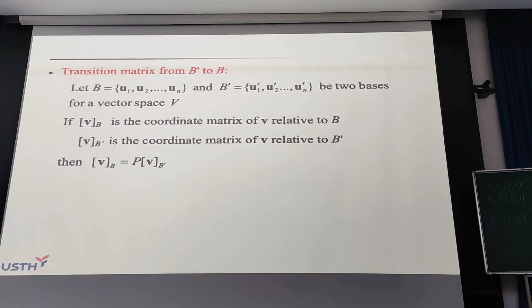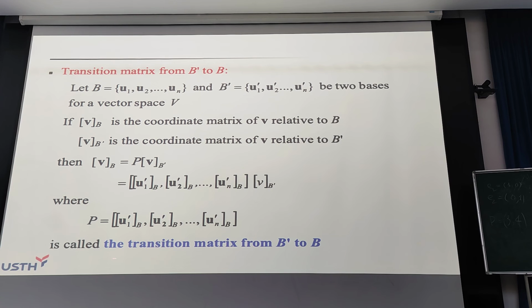It is a very simple one. However, all the complications are contained in the matrix P. Tất cả mọi điều phức tạp đều nằm trong cái ma trận P của chúng ta. So what is P? P is a square matrix that has n columns. Cái ma trận P này có n cột. The first column is [U1 prime]_B. The second is [U2 prime]_B. And the last one is [Un prime]_B.